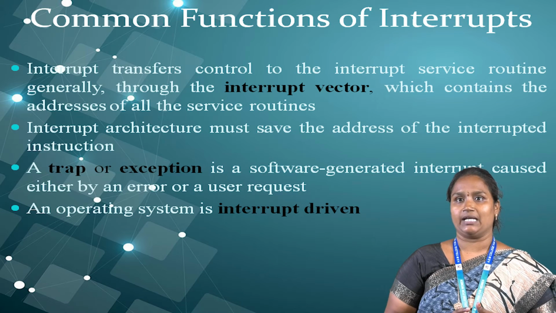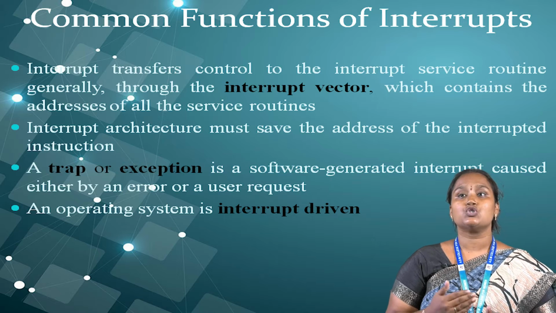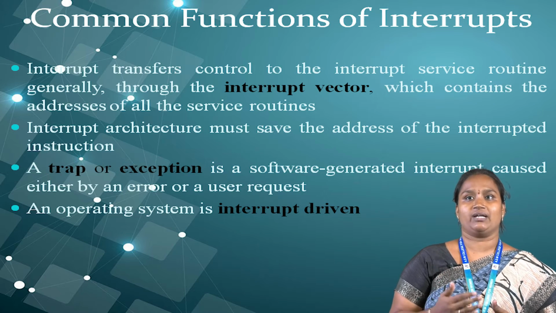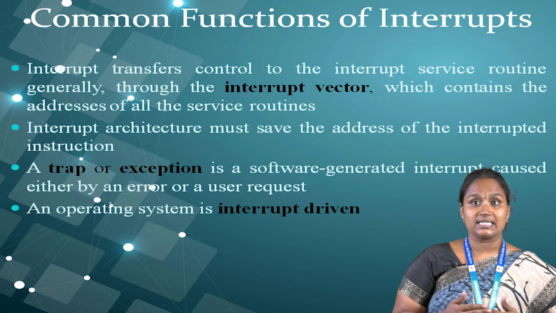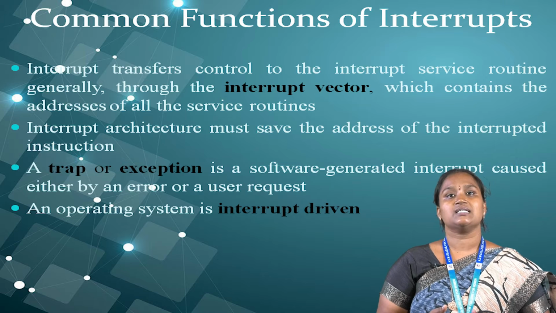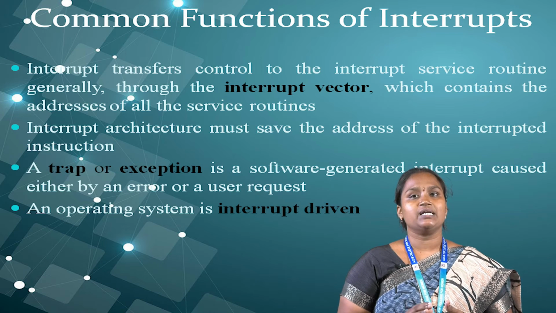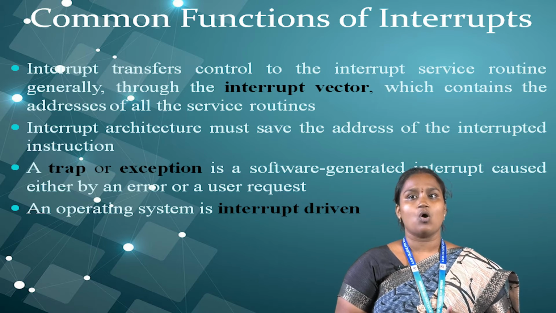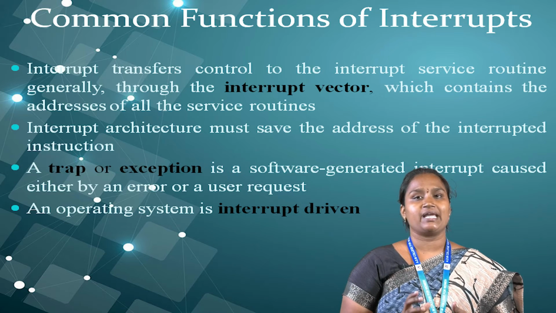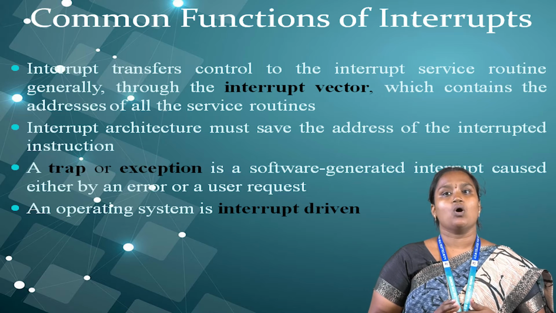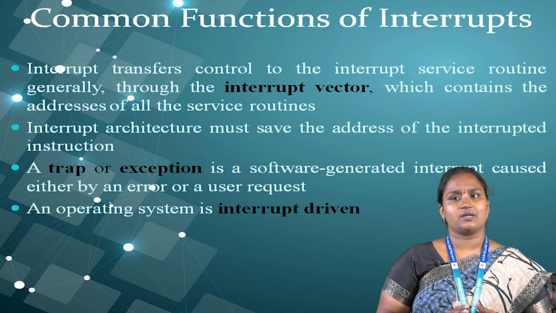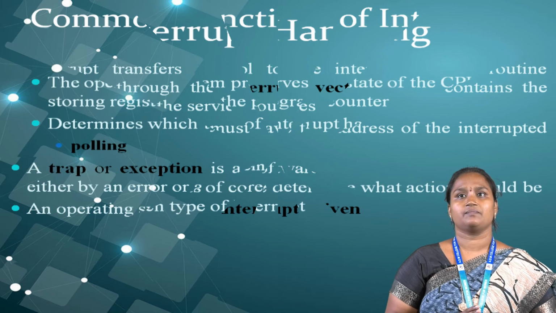Common functions of interrupt. Interrupt transfers control to the interrupt service routine, generally through the interrupt vector, which contains the addresses of all the service routines. Interrupt architecture must save the address of the interrupted instruction. A trap or exception is a software-generated interrupt caused either by an error or a user request. An operating system is interrupt driven.